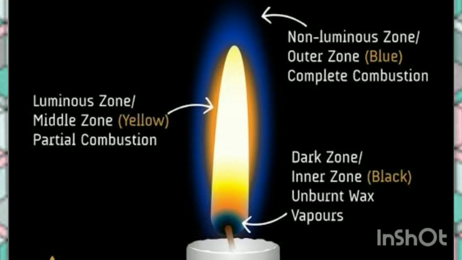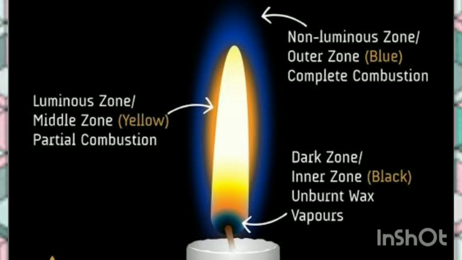What about the second zone? What is the second zone called? The second zone is called the middle zone. The middle zone is yellow in color and it is less hot than the outer zone. Here we can find incomplete combustion of wax vapors and it produces carbon particles. These carbon particles will glow and give a yellow color. Also carbon monoxide is released in this yellow zone, or middle zone.